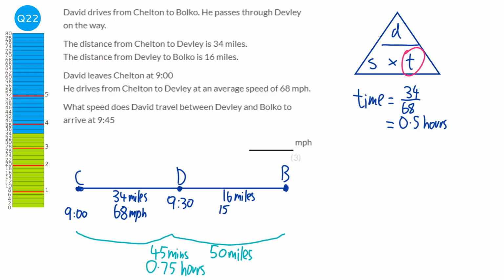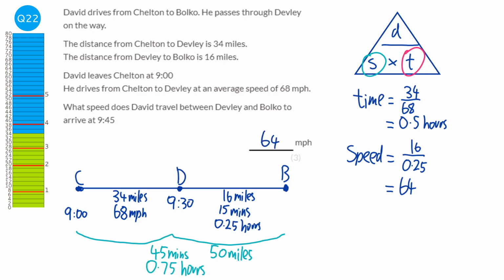Okay, so we've got 15 minutes to travel the 16 miles. So this time we're looking for the speed. Okay, so it would be speed equals the distance, which is 16 miles, over time, which is 15 minutes, but we need that in hours, so that would be 0.25 hours. And so what we can do here is times top and bottom by 4 to get rid of the fraction. So it becomes 64 over 1, or just 64 miles per hour. So our answer is 64 miles per hour.